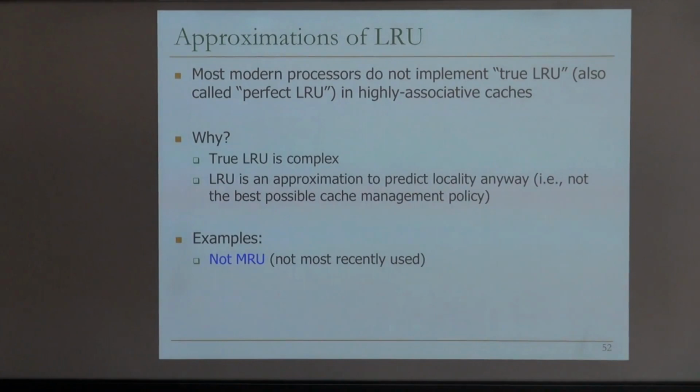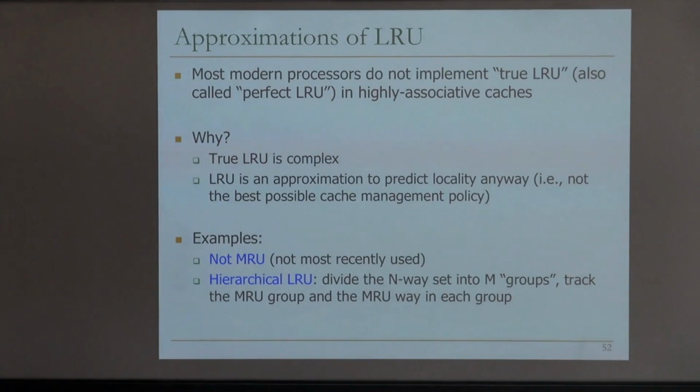Not MRU, for example, not most recently used. Evict something that's not most recently used. This way, you just need to keep track of the most recently used, and among all of the other things, you randomly pick one. Right. Hierarchical LRU, you form a hierarchy, but you lose information in the hierarchy. As a result, it's not perfect again.